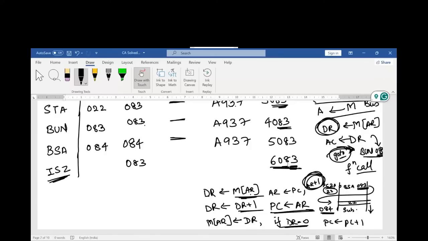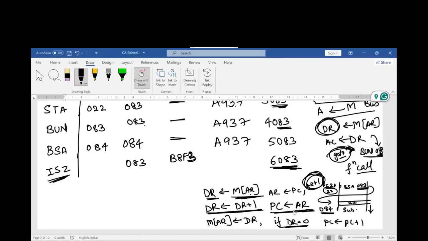6083 was my instruction code. This AR is stored here during the decode phase. Now we are fetching the operand and storing it to DR. So what will come in DR? B8F2. Now we are incrementing DR. So what would DR become? B8F3.